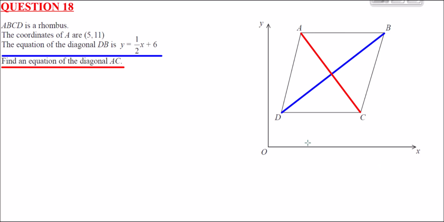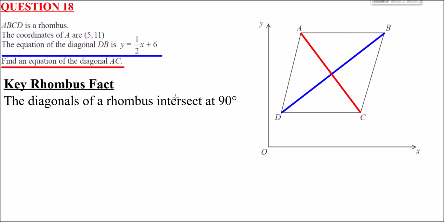For any rhombus at all, the diagonals of any rhombus intersect at 90 degrees. And so this angle here is going to be a right angle. So this is going to help us massively, in fact. Diagonal DB, this one here, is in the form y equals mx plus c. So m is half. The gradient of the diagonal from DB is a half. So the gradient of DB is a half. Now, because the red is perpendicular to the blue, we need to be thinking of negative reciprocal.